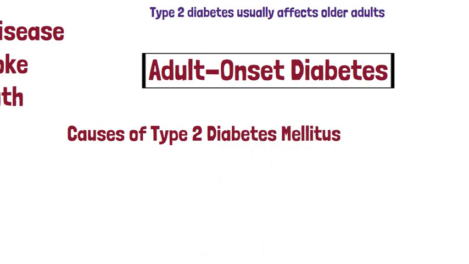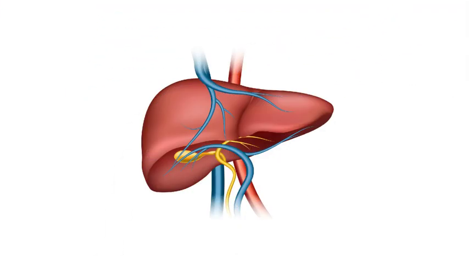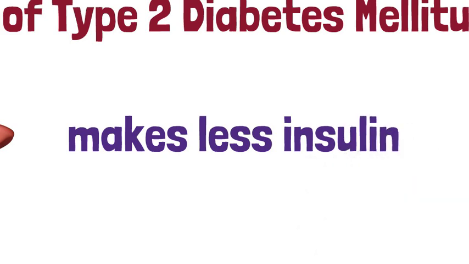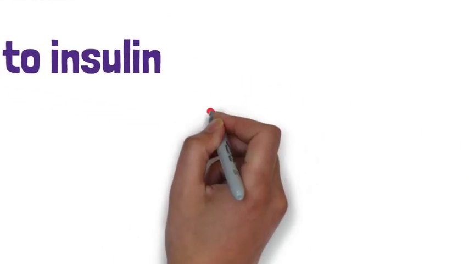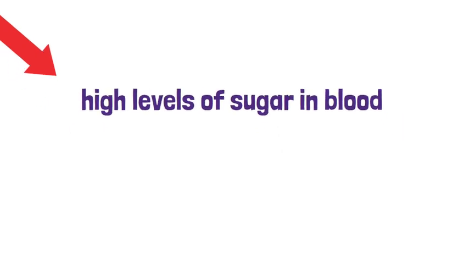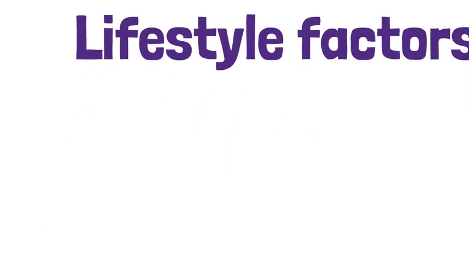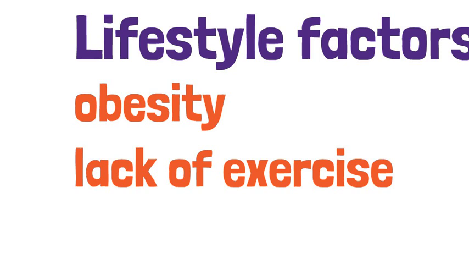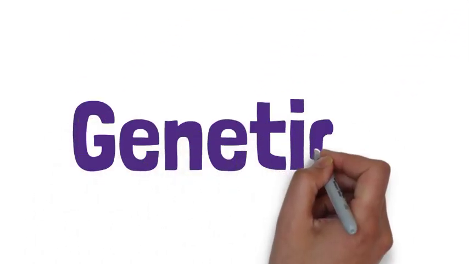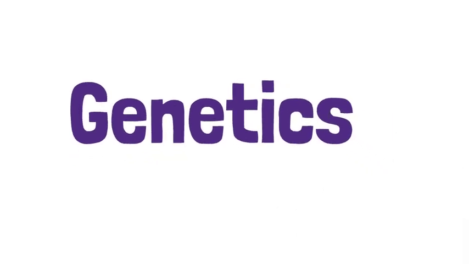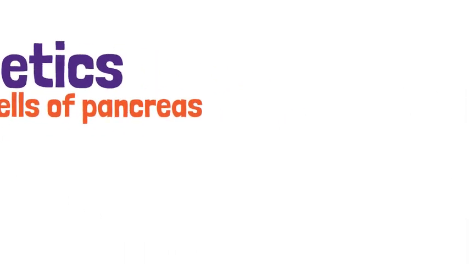What are the causes of type 2 diabetes mellitus? Type 2 diabetes develops when the pancreas makes less insulin than the body needs and the body cells stop responding to insulin. That's why sugar builds up in your blood. When cells don't respond to insulin, this is called insulin resistance, and it is usually caused by lifestyle factors including obesity and a lack of exercise, or some genetic or abnormal genes that prevent cells from working as they should, like beta cells of the pancreas.